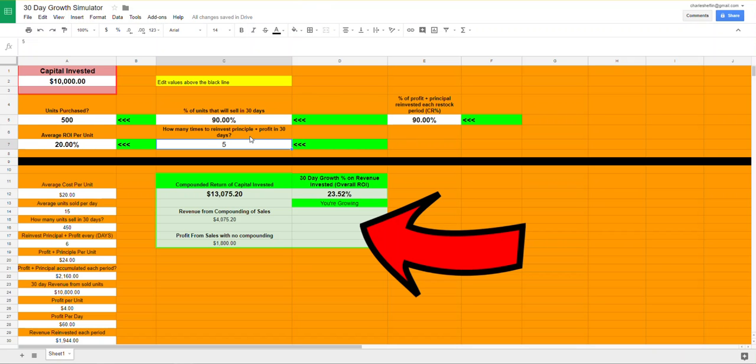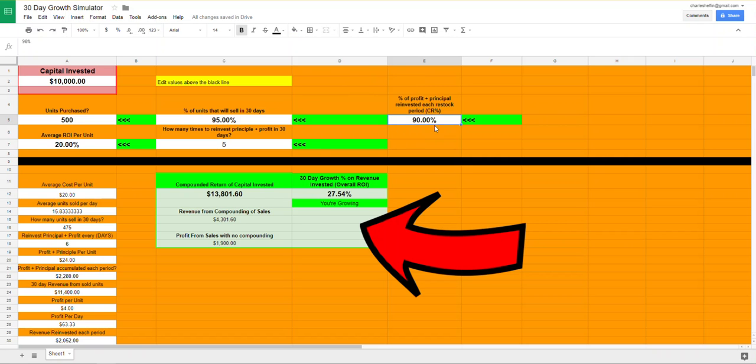So next you can just fine tune things, and you can start to see how extremely important it is that you minimally invest in units so that you're able to sell out all of your units as quickly as possible. Let's see what happens with a 1 percentage point increase in number of units that sell. So let's go 91%, and then let's watch our 30-day ROI. It goes up a whole point. Let's go all the way up to 95%. We get up to 27%.